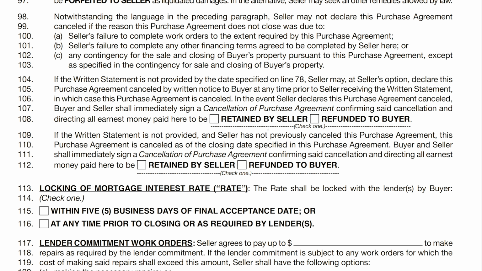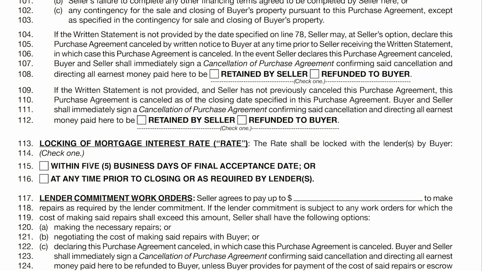So locking of mortgage interest rate, line 113. Once you get the offer accepted, you can either have 5 business days of acceptance or at any time prior to closing as required by a lender. And this is just about locking your rate.